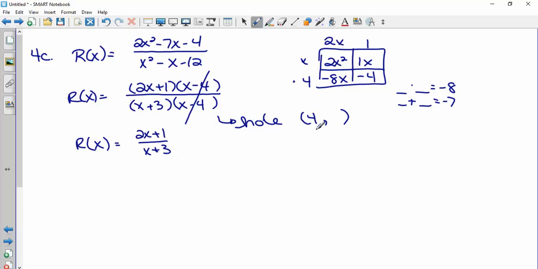To get your y, you plug 4 into the thing that's left. So if I put a 4 in, I get 8, plus 1 is 9, over 4 plus 3 is 7. So the hole is at 4, 9/7. There is one on the test that has a hole in it. Any questions about how I got that?